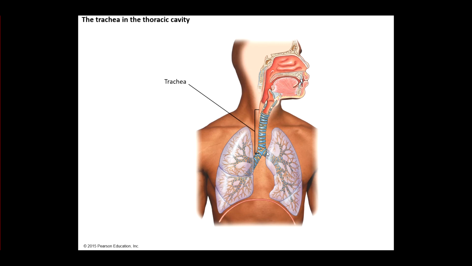and then when it ends, this is going to be the left primary bronchus. We'll talk about that in a minute. And then here's the right primary bronchus over here. Okay, so the trachea is in the mediastinum, and then the heart would be right below it right there.